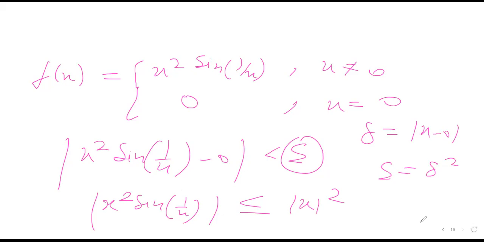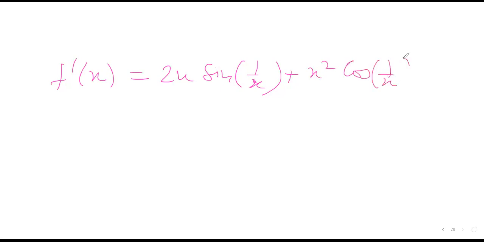Now I have to show that it is derivable at x equal to 0. This is the first example, number 4 in the book. It is derivable, but f dash is not continuous, that is, the derivative is not equal to f dash x. And I also need the reason why it is not equal to f dash x.